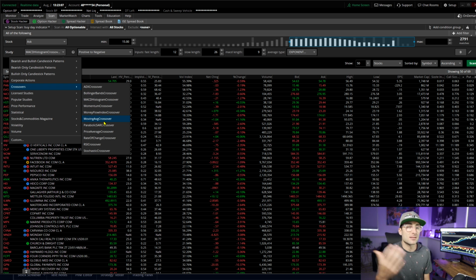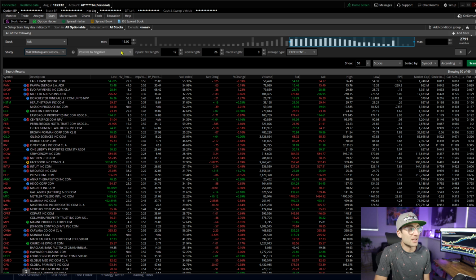Moving average cross, pretty much the same exact thing. You can do from positive to negative, from negative to positive. Super simple. Couldn't get any easier, guys. And this is an insane setup. So if you want to trade it, it's a very fun one to do.